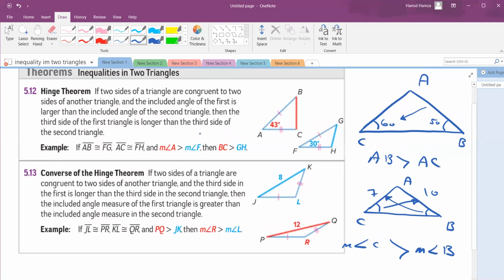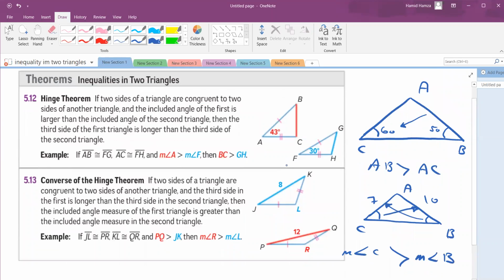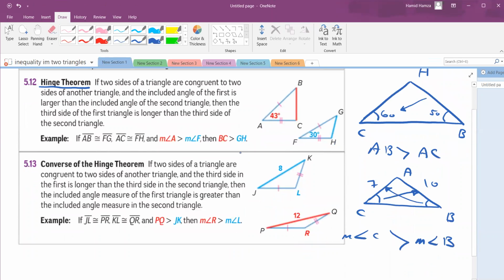What if we have two different triangles, guys? Two different triangles, and we wanted to compare between a side from the first triangle and a side from the second triangle. We have a theorem. Its name is what? Hinge theorem. Hinge what? Theorem. This theorem tells you.